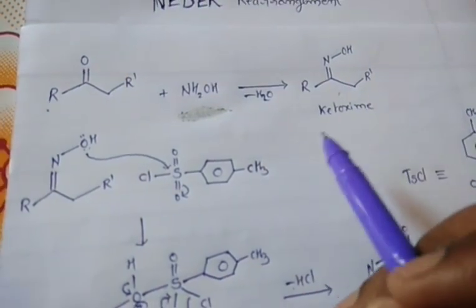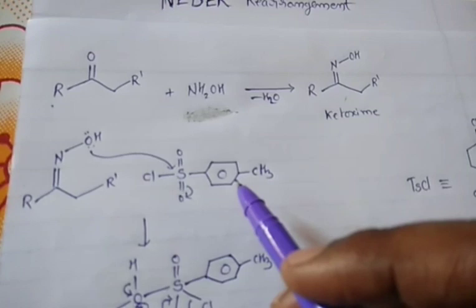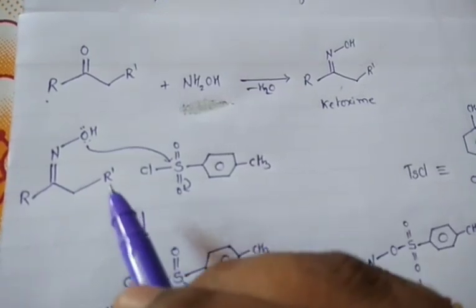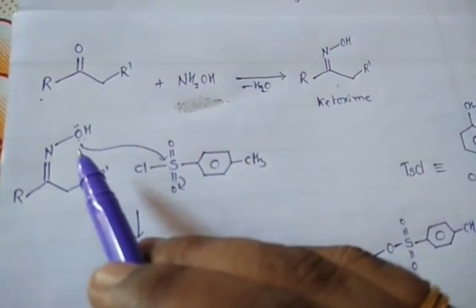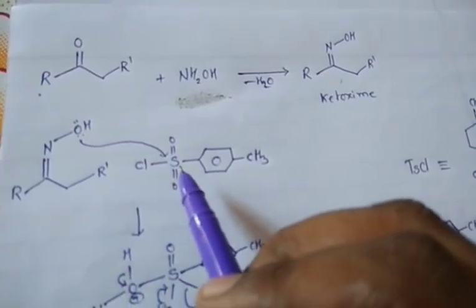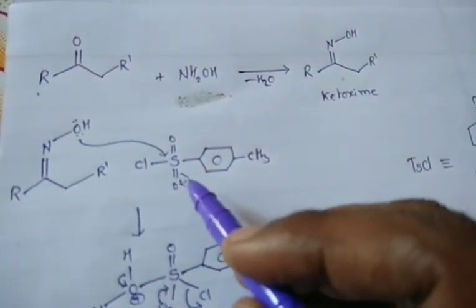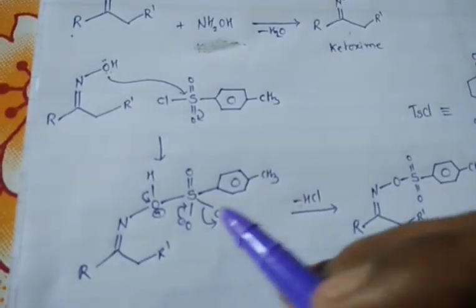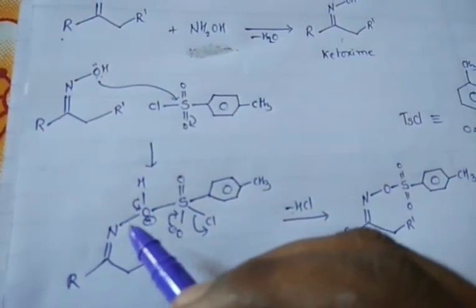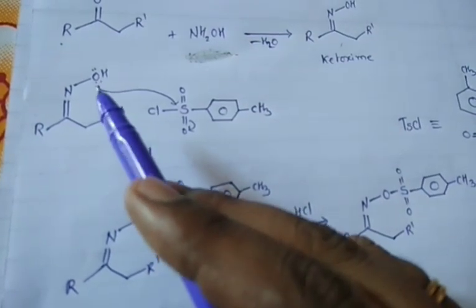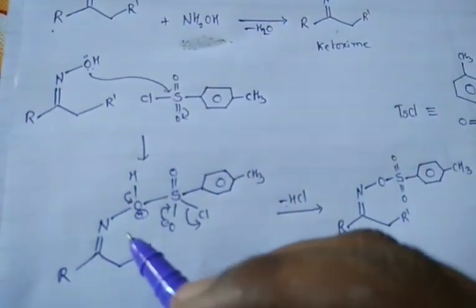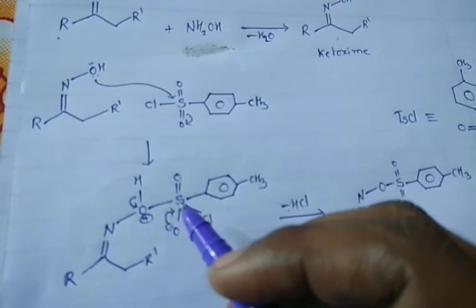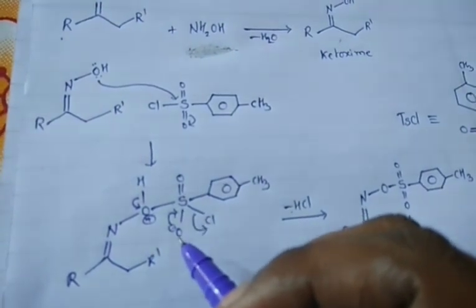So we will have the ketoxime. Now this ketoxime is treated with tosyl chloride, that is paratoluenesulfonyl chloride. The oxygen in the ketoxime will attack the sulfur, and the migration of one of the pi bonds takes place like this, and we will have such a type of intermediate. Now this oxygen will have the positive charge, and this one also has a negative charge on oxygen.